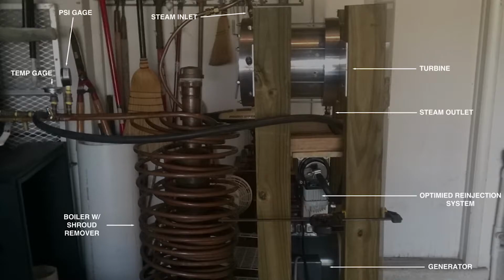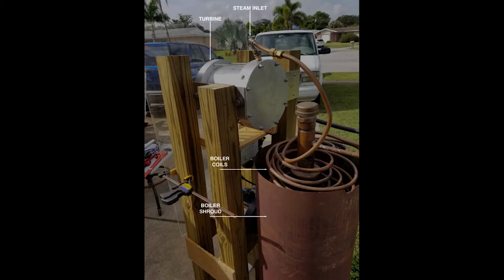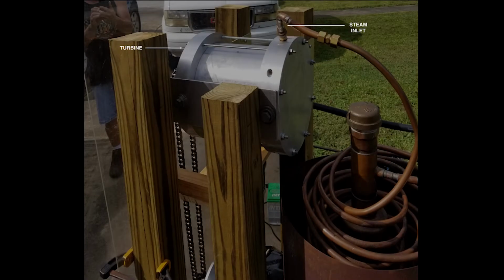Again, here you see the boiler without the boiler shroud. All of those tubes in the center, that's the boiler. In the middle, you see the optimized reinjection. At the bottom is the generator. At the top is the turbine. Here again, you see the top. At the top is the turbine. You can't see any of the inside of the turbine because it's inside, but you can see the boiler. You can see the coils coming out of the boiler. Again, this is another view of the same thing. The back end of the turbine, the boiler, the steam going into the turbine.